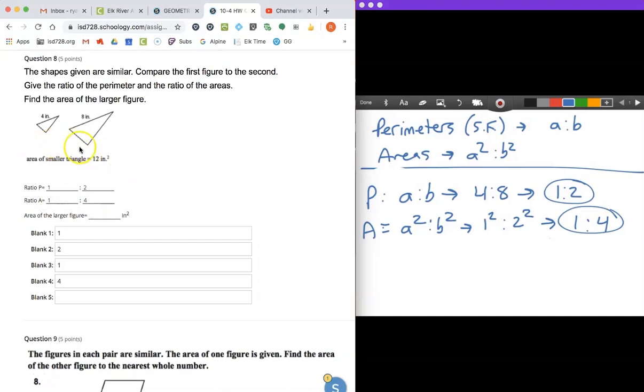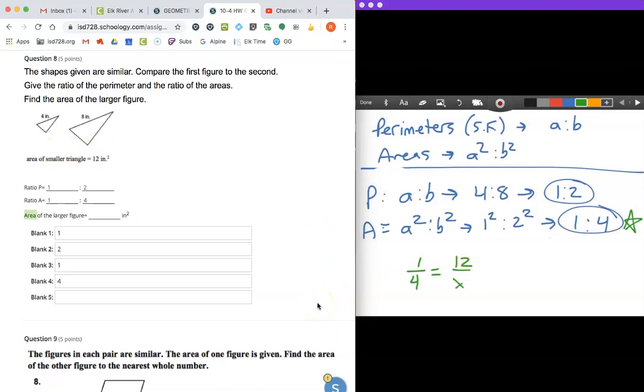They gave us the area of the smaller triangle. So since they said area, they're looking for an area, that means I need to use this ratio. So I'm going to write it as 1 over 4. Okay, that's equal to, now I need to use this number they gave us here, this 12. So I know that the 12 is the area of the smaller one. So 1 is a smaller number than 4, so I need to put the 12 up top. If 12 would have been the area of the larger, I would have put the 12 down on the bottom.